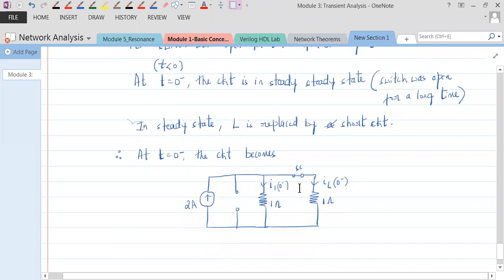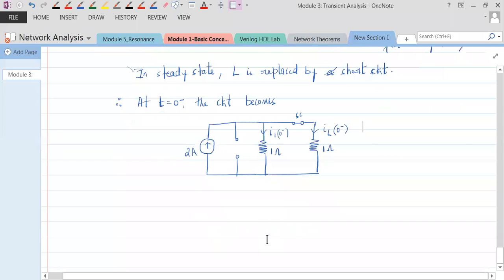There are two resistors in parallel and both have the same resistance. That means this 2 ampere, after coming here, will get divided into two parts. One part will go here, the other part will go here. Since both the resistors are the same, this 2 ampere will get divided into two equal parts. Two equal parts means 1 ampere will flow through this, another 1 ampere will flow through this. Understand that, everybody?